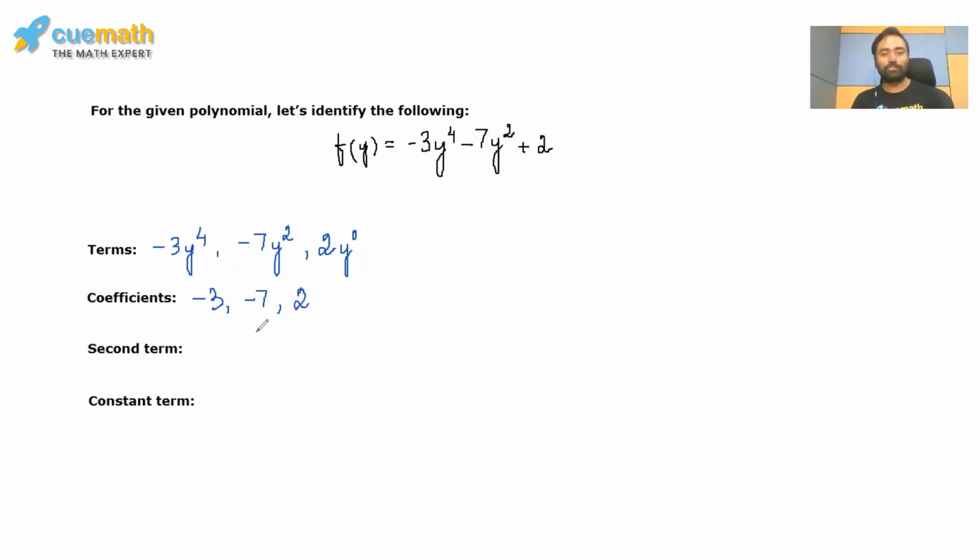Now they are asking for the second term. Clearly this is the second term, hence this part is quite easy. So the second term is negative 7 y raised to the power 2. And then they are asking for the constant term.